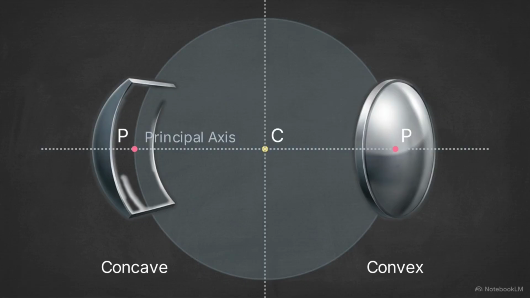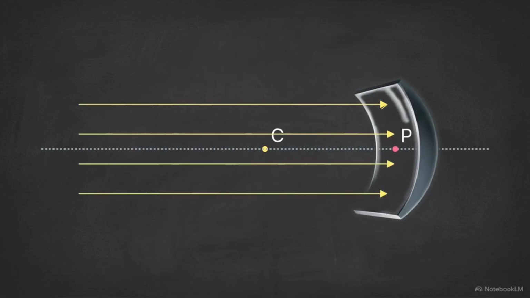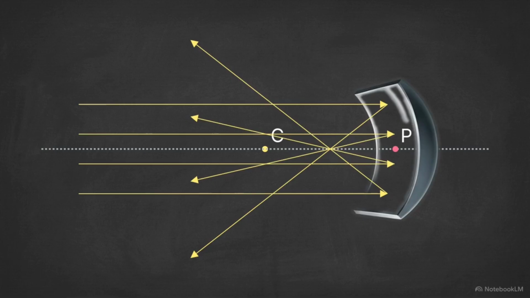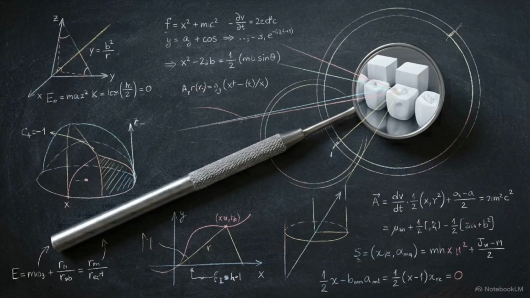When parallel light rays strike a concave mirror, they all reflect and cross at a single specific spot on the principal axis. This point is the principal focus. Geometrically, the distance to the center of curvature is exactly twice the focal length, which gives us the equation R equals 2f. Because they reflect light predictably, dentists use concave mirrors to create enlarged images of your teeth.